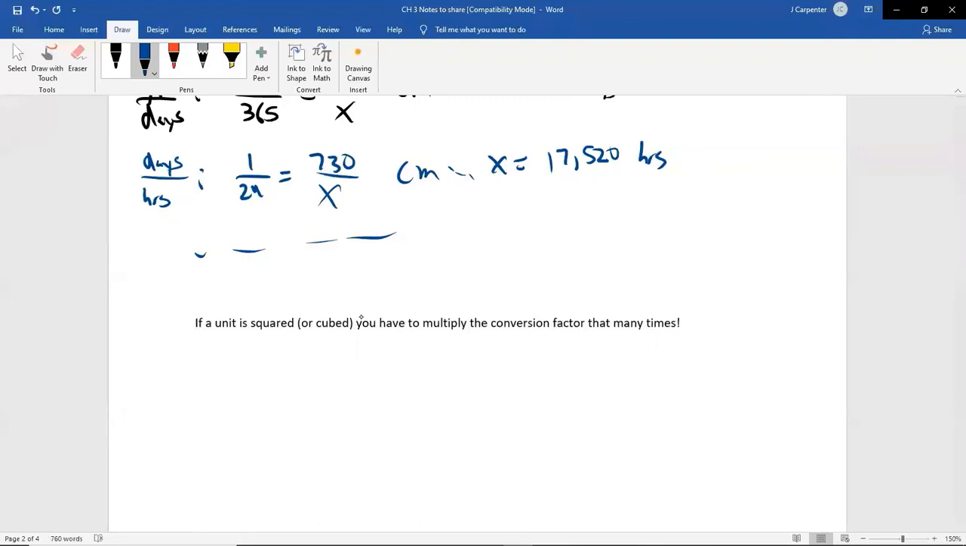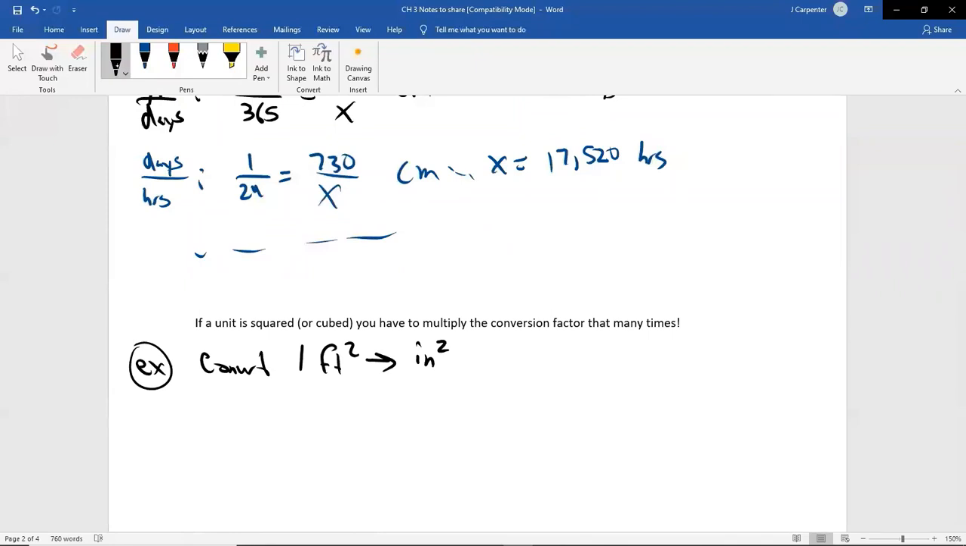Okay, so you have to multiply the conversion factor that many times. So let's do an example. If you started out with, let's convert 1 square foot to cubic inches. I don't know why I said cubic there. I was looking at the word cube there. Square inches. You can't convert a square unit to a cube unit. That's impossible. You can convert square units to square units and cube units to cube units, but nothing in between.